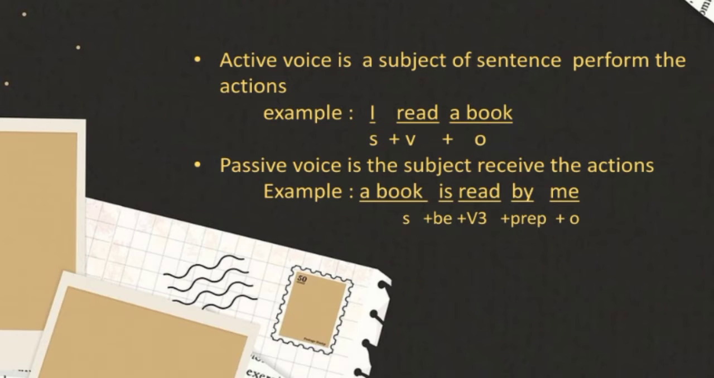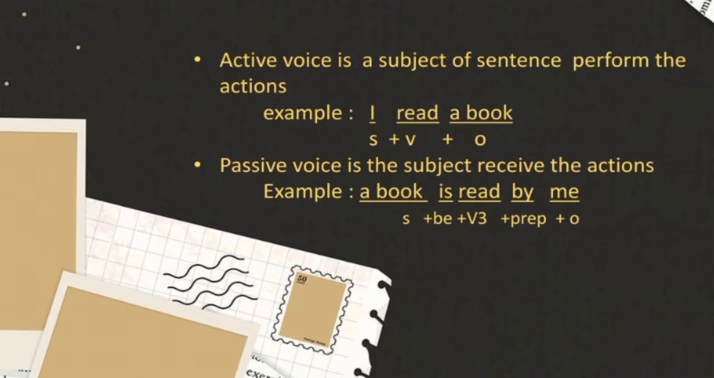First, I will explain about active voice. What is active voice? Active voice is when the subject of a sentence performs an action. It means that the subject is doing something. For example, "I read a book." In this sentence, "I" is the subject doing something, that is "read", and "a book" is the object of this sentence.